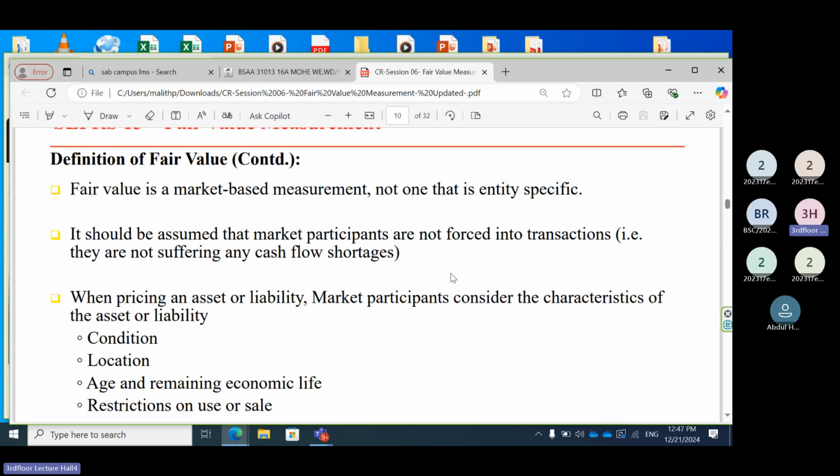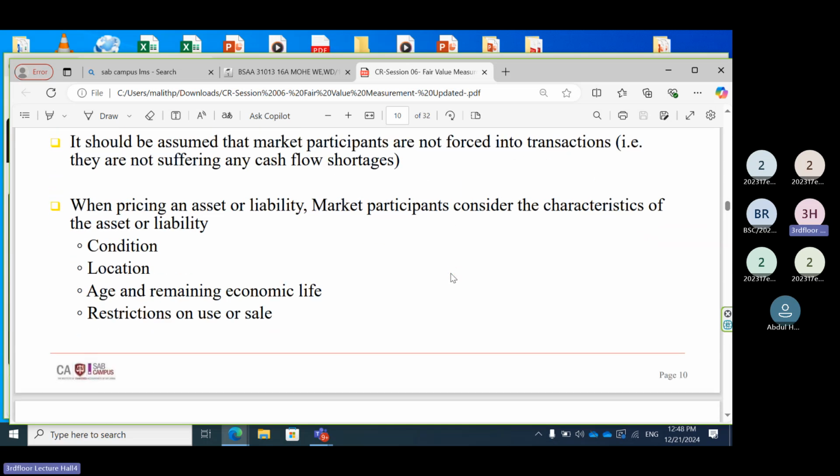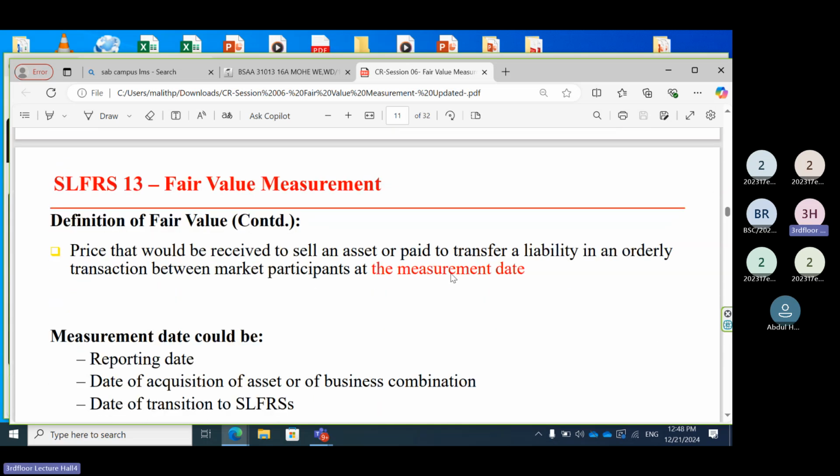If you are going for that type of a transaction, what you have to do? We have to capture that in the price. That's all about the fair value. Keep in mind. Keep in mind. These are really important factors. Again, I am repeating: condition, location, remaining useful lifetime, restriction on the use of the asset. Right? So these are given parameters in the standards. Right?